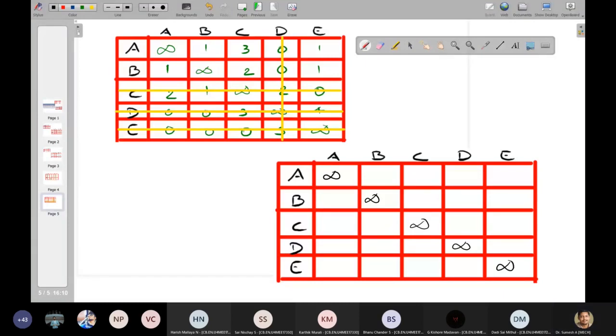0, 2, 0, 0. This is 1. This is 1, 0, 0. You have 2, 1, 3 and 0. You have 0, 0, 3, 4. You have 0, 0, 0, 4, 0.